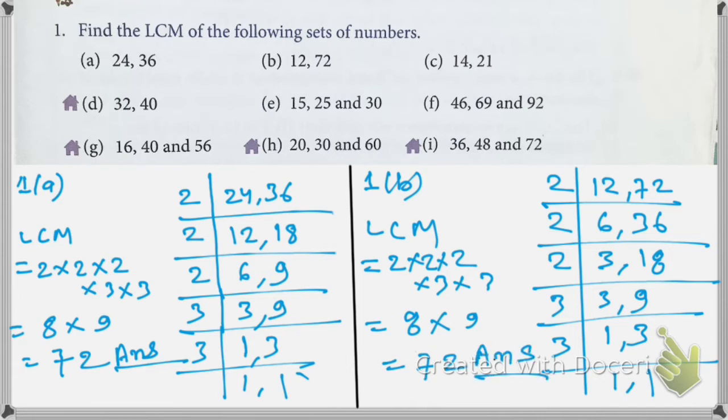72 is the answer. 72 is the lowest number which comes in the 12 table, 6 times, and also in the 72 table, 1 time. So it is the LCM, which means lowest common multiple. Multiple means numbers which come in their table. So 72 is the lowest number.